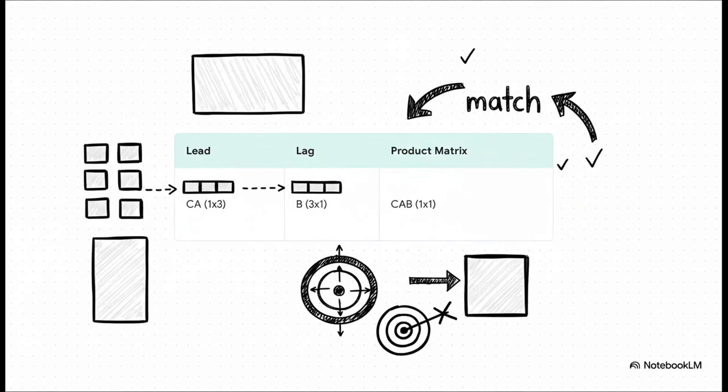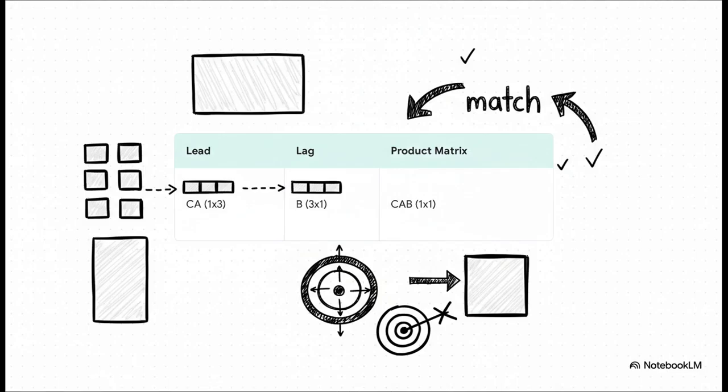Now for the final link in the chain. We take that new matrix, CA, which is a 1 by 3, and see if it can be multiplied by our last matrix, B, which is a 3 by 1. Look at those inner dimensions again. 3 and 3, another perfect match. The result is a final matrix, CAB, with the dimensions of 1 by 1.